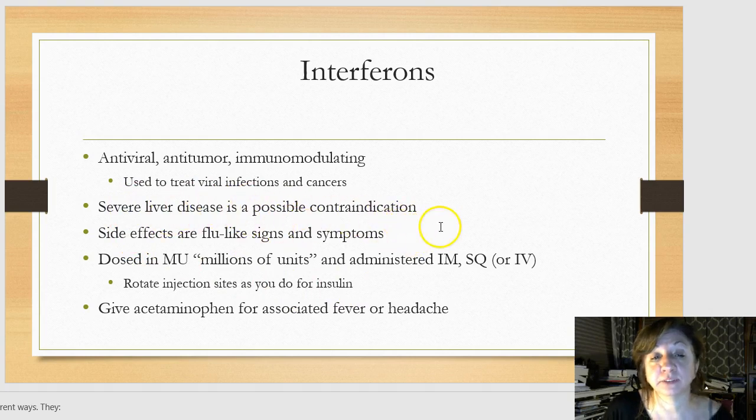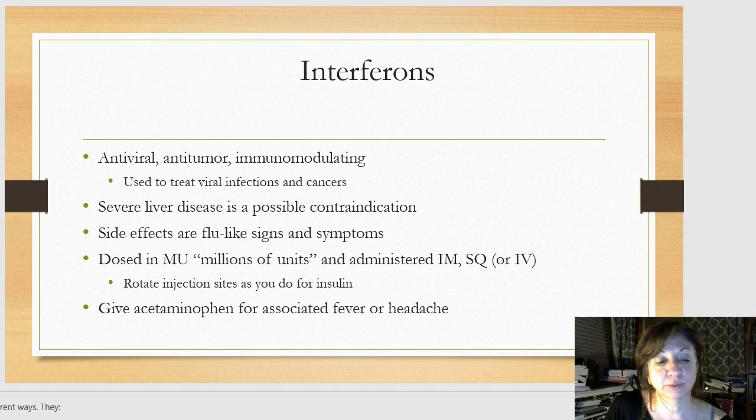If they have severe liver disease, they probably won't be taking these, and the side effects are flu-like symptoms. We usually give a Tylenol with it to avoid the fever and headache that can be part of the side effects because of the flu-like symptoms.